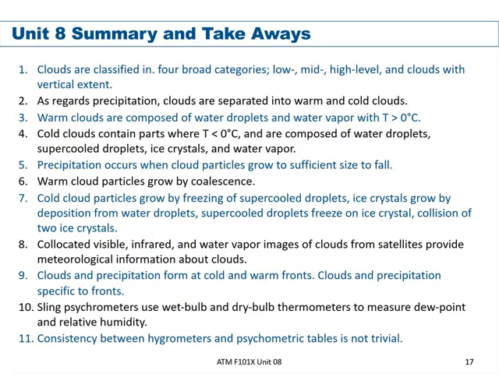8. Co-located visible, infrared, and water vapor images of clouds from satellites provide meteorological information about clouds and insights into the weather conditions. 9. Clouds and precipitation form at cold and warm fronts, and the specific clouds and precipitation that form are specific to the fronts. 10. Sling psychrometers use wet bulb and dry bulb thermometers to measure dew point and relative humidity. 11. Consistency between hygrometers and psychrometric tables is not trivial.